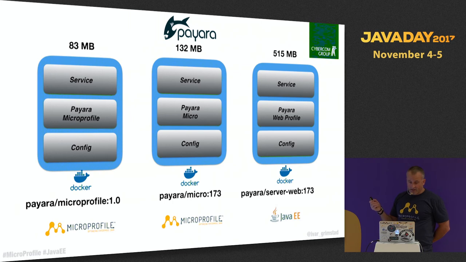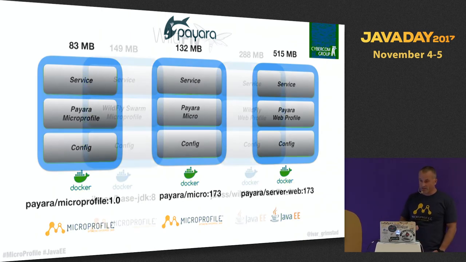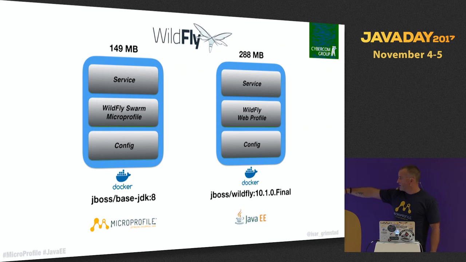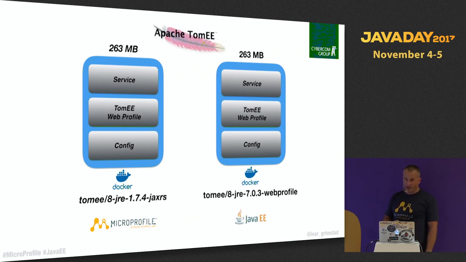For Payara, you have the microprofile 1.0 is just 83 megs. And the one which supports 1.1 and 1.2 is about 130, and the full Java web profile is like 500 megs. They probably have added a little bit too much stuff there, but you see, you can slim it down and just use whatever you need for your application. For WildFly, it's also for Swarm, it's actually lying a little bit here because you're using the base JDK 8 image. You can probably use a slimmer version of that, and with Jigsaw, you can probably slim it down even more in the future. With TomEE, it's more or less the same, whatever microprofile version of the application server you choose.